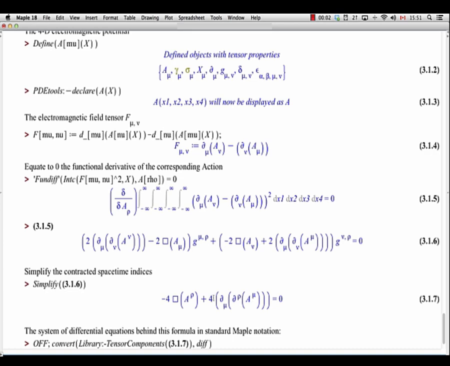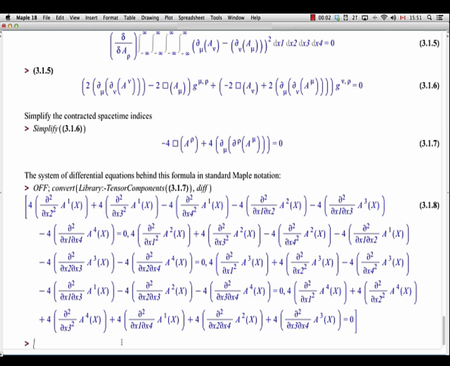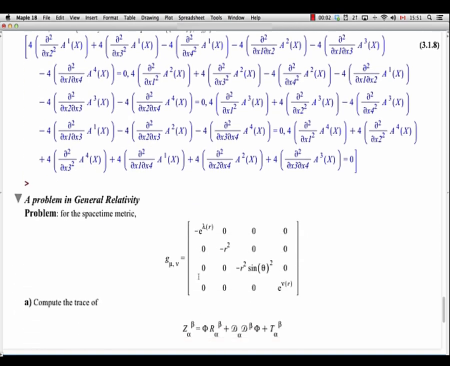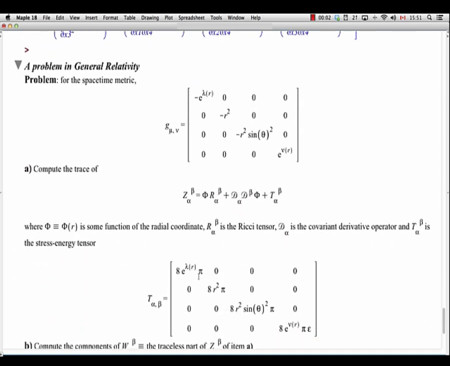Well, this is a tensorial expression, so let's compute the tensor components of this equation and convert the D'Alembertian, which is a second-order differential operator, to the standard diff Maple form. And here are Maxwell equations in standard Maple notation. To conclude, I want to talk about a problem in general relativity. It's a bit more complicated problem.